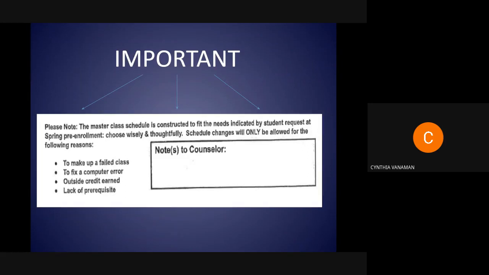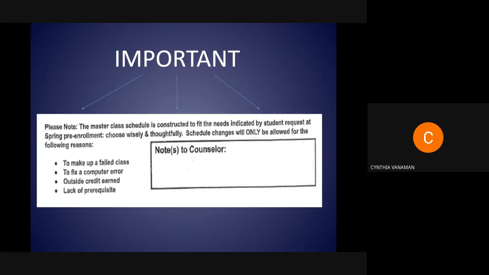This is about schedule changes. So when the master schedule for the high school is constructed, it is based on the course requests that the students submit. So when Dr. Hindenburg and Mrs. Garut sit down to figure out how many classes they're going to have of what on the master schedule, they use the course requests to guide that. So that's how they know how many Art 1 classes they need or how many male fitness classes they need, based on how many students have requested that. So it is very important that when you do your course requests, you are writing down classes that you truly want to take.